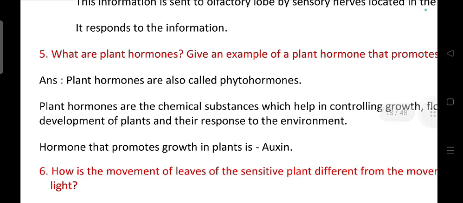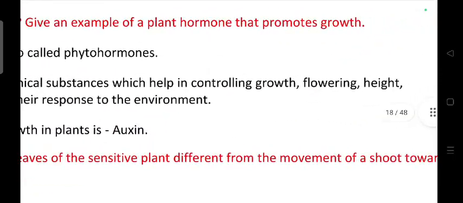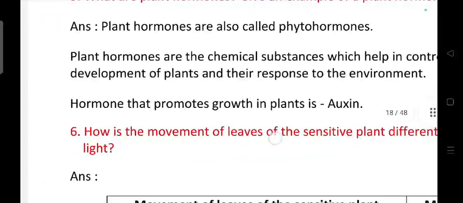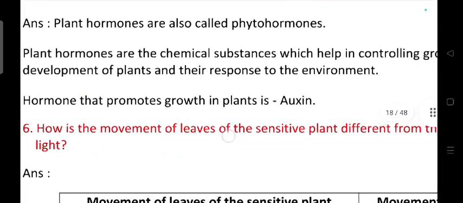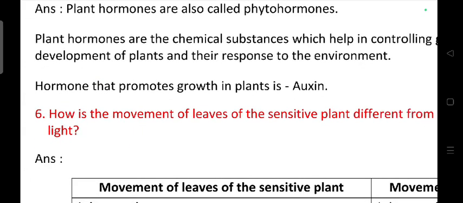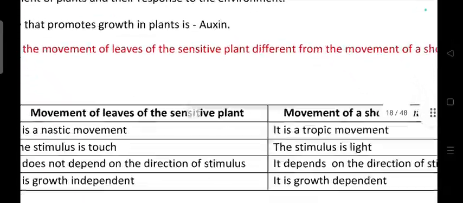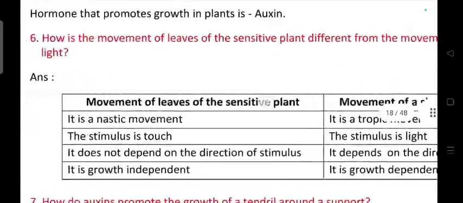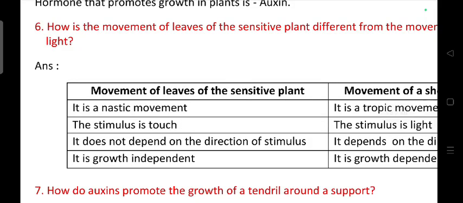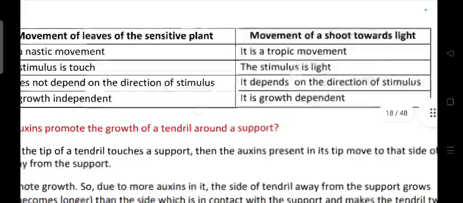Answer is, the plant hormones are also called the phytohormones. The plant hormones are the chemical substances which help in the controlling growth, flowering, height and development of plants and their responses to the environment. Hormone that promotes growth in plant is auxin. Next, how is movement of leaves of a sensitive plant different from movement of shoot towards the light? Movement of leaves of the sensitive plant, movement of shoot up towards the light. This is the answer.